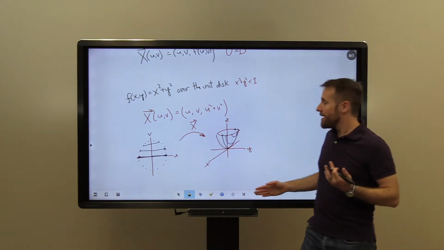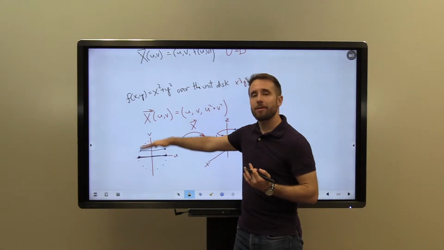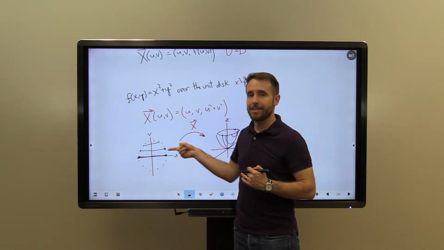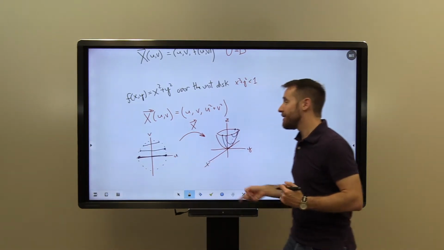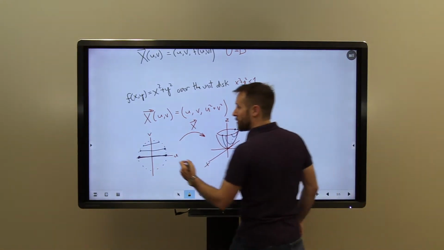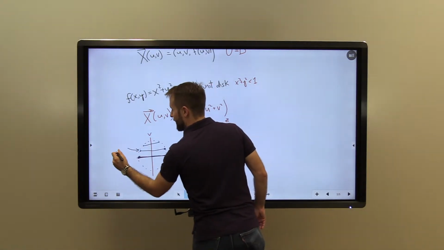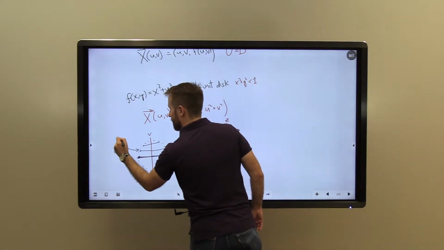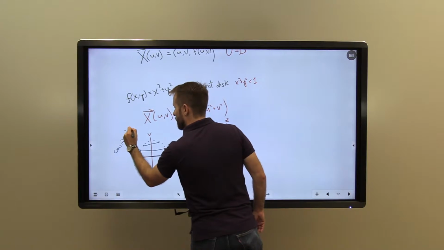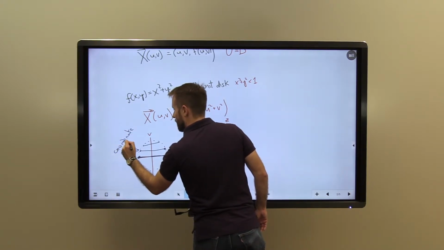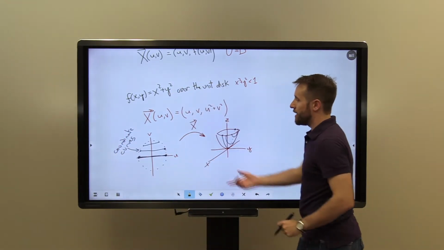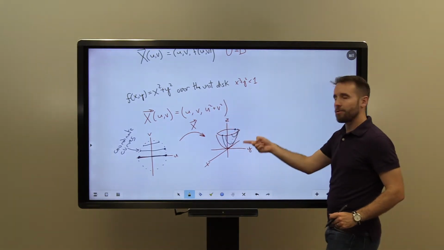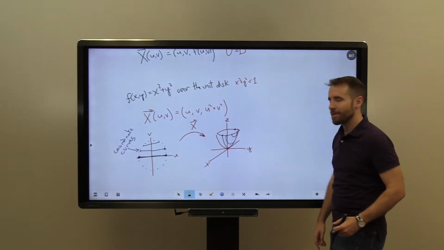I'll say that when we have these flat curves over here, so V is a constant and only U is changing, these are called coordinate curves, or coordinate lines. And so we can see how those coordinate lines are mapping to these coordinate curves over here.